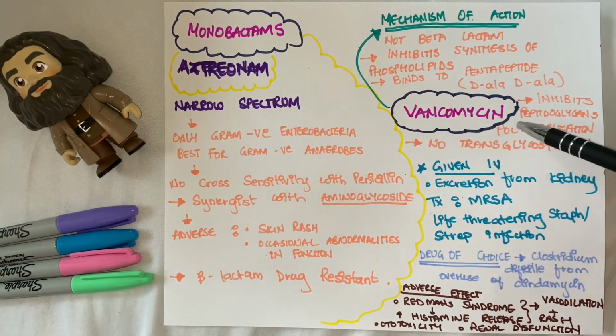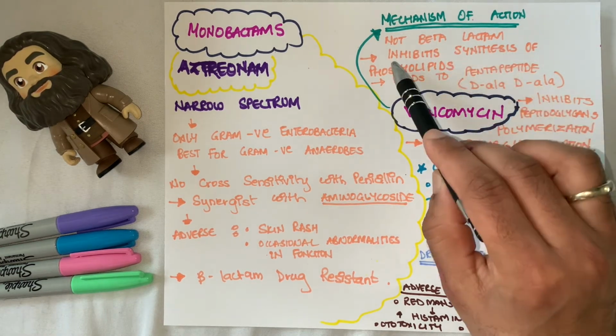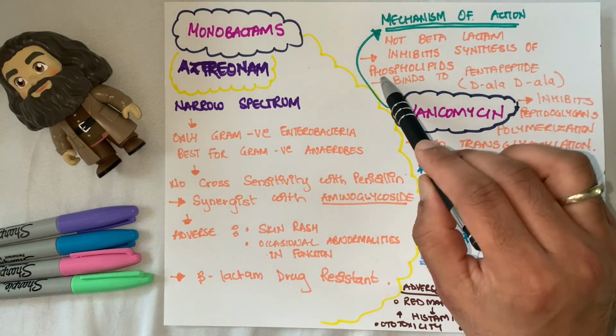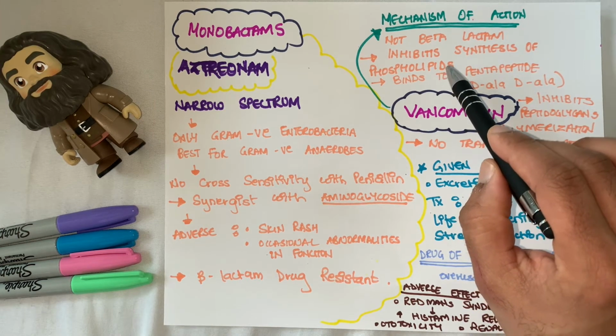Now, this is actually a showstopper drug for penicillins. You'll get to know why. The mechanism is slightly different than the other penicillins. It's not really a beta-lactam inhibitor. It is inhibition of synthesis of phospholipids. What is phospholipids? Well, think of it this way.